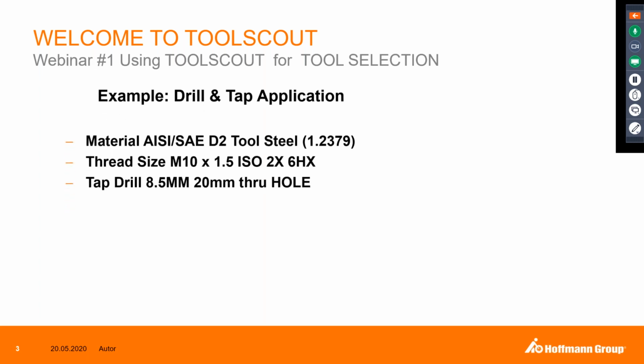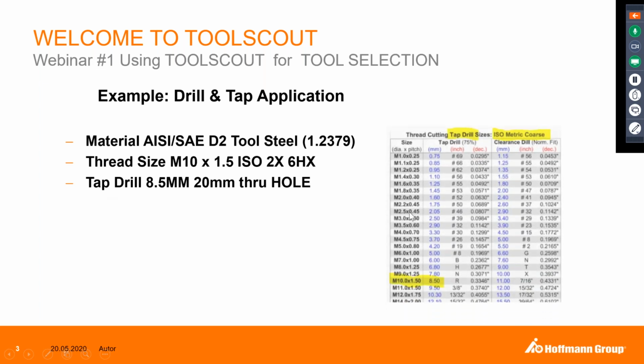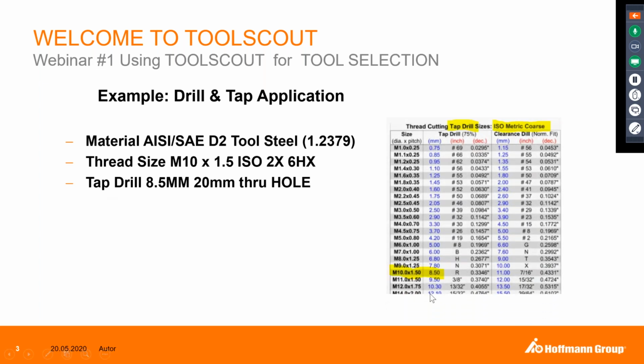Today I've just got a simple example of a drill and tap application. We're going to be challenged with tapping and drilling some D2 material. Some of you folks may recognize these callouts. Here is the steel number 1.2379. We have a thread size of M10 by 1.5 with an ISO 2X 6HX tolerance. And you can see here on a tap drill chart that we need an 8.5 millimeter diameter hole to generate this thread form.